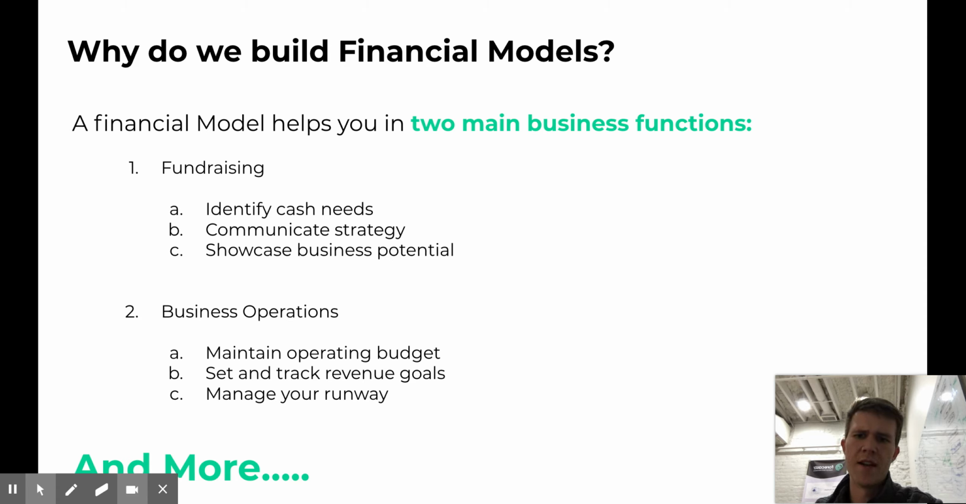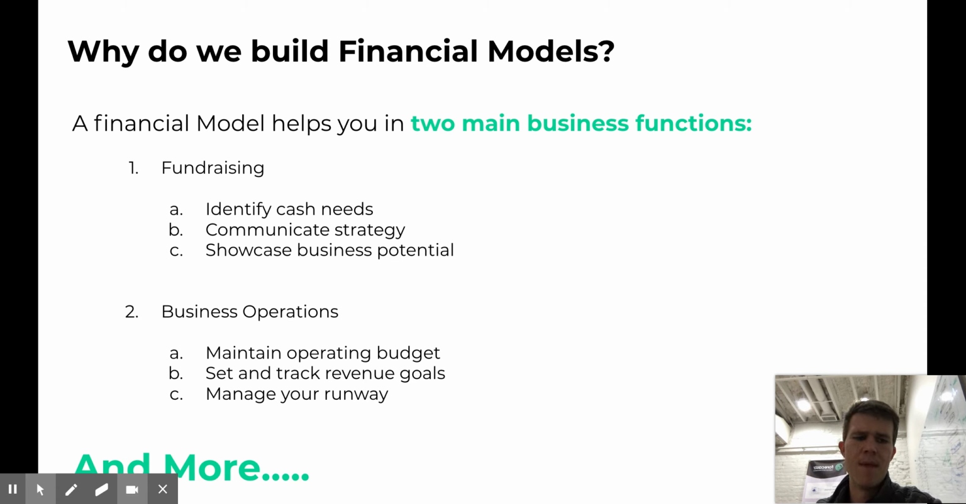This is really great for communicating strategy and showcasing the potential of the business, and it's also really interesting for identifying cash needs and running scenarios to see how much money you actually need to raise. So it's absolutely crucial whenever you're fundraising that you have a really detailed and buttoned up financial model. But more importantly, it's incredibly important for business operations.